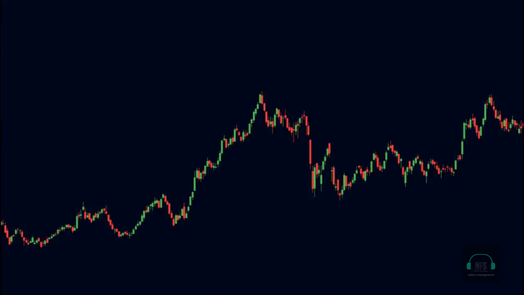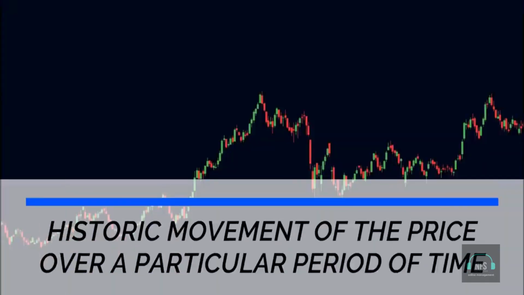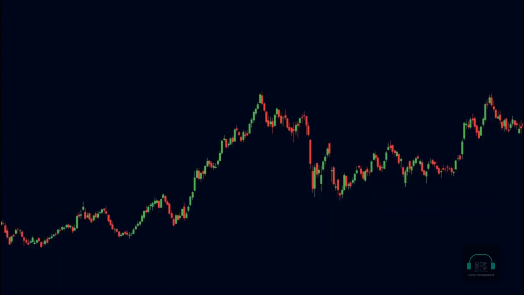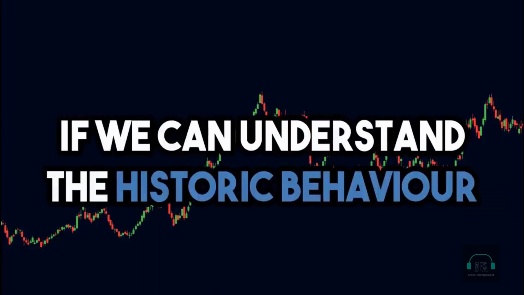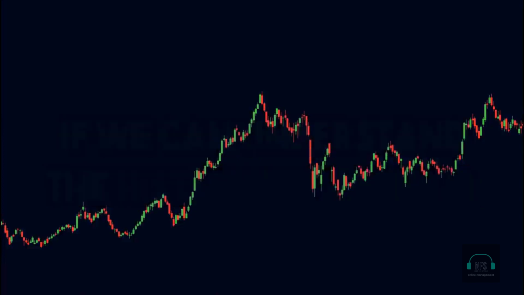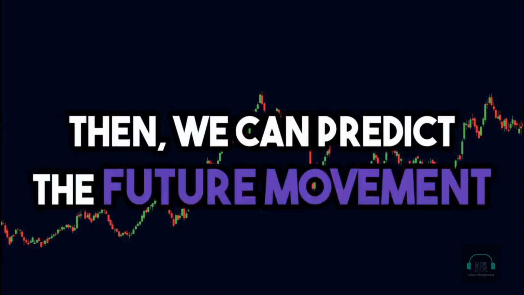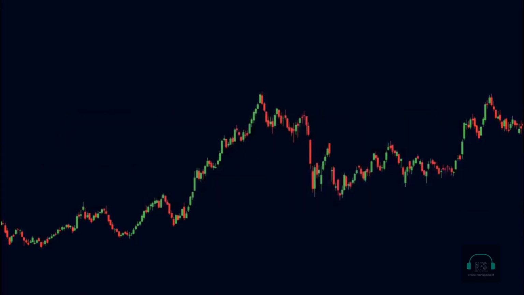First, let's understand what price action is. Price action can be simply defined as the historic movement of the price over a particular period of time. Price action helps us in understanding the historic behavior of the price. If we can understand the behavior of the price, then we can effectively predict the future movements of the price.